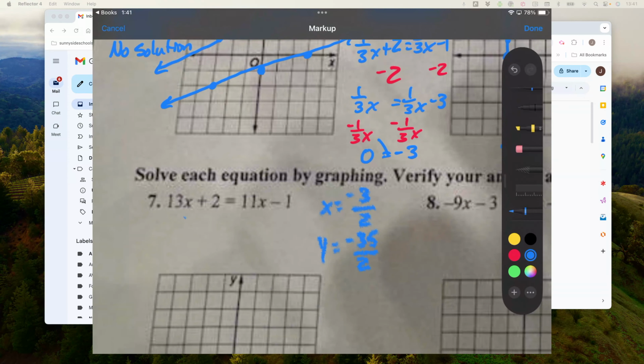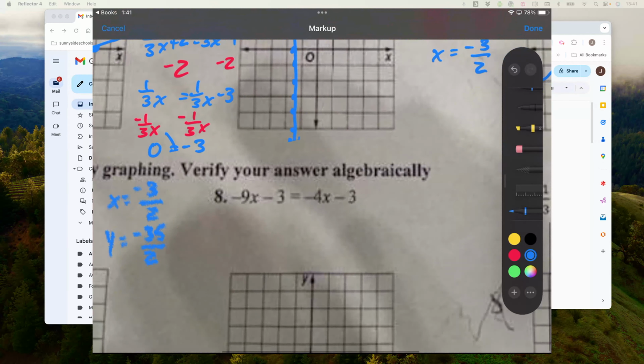I have no idea who wrote this book, but whoever it is needs to give their head a shake. These problems are very not appropriate. And the other piece is that there's no way that we're going to be able to graph this on that tiny graph, because you would have a slope of 13 and a slope of 11. How are you supposed to fit that on that little itty bitty graph? You can't.